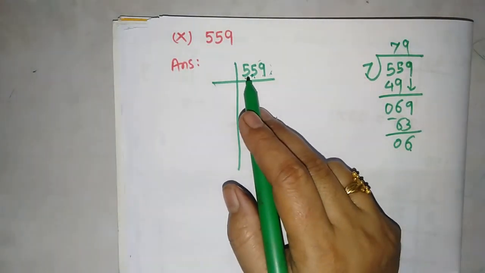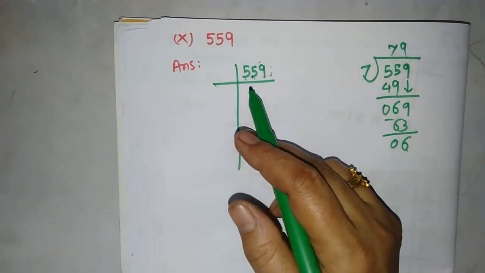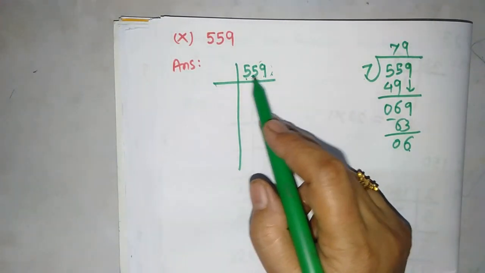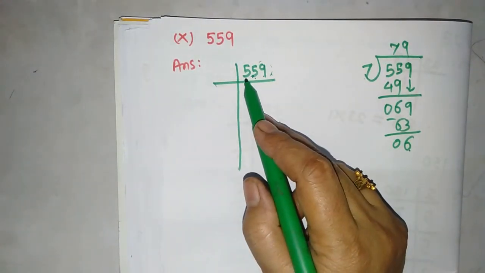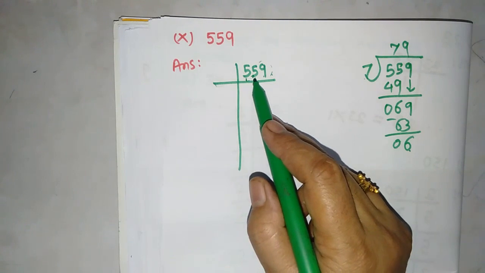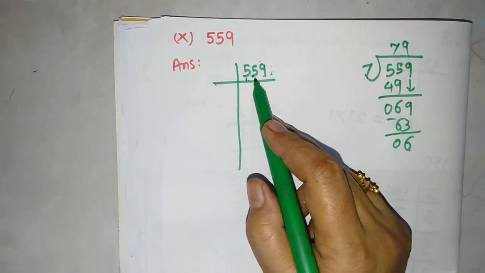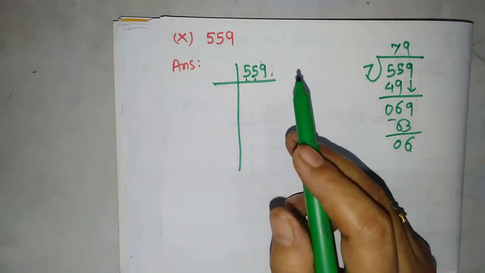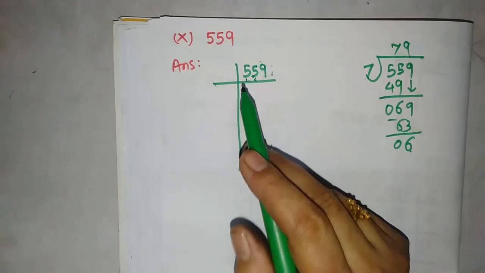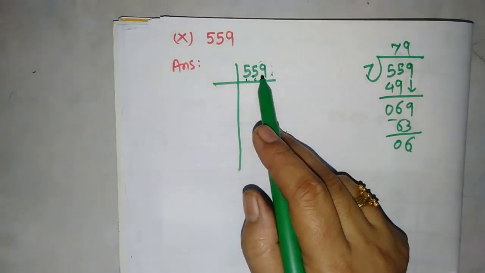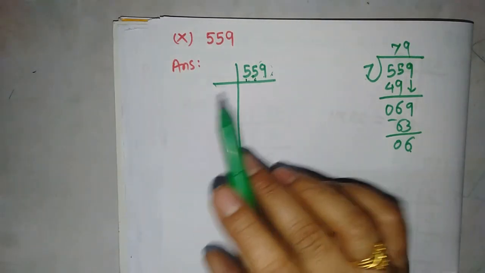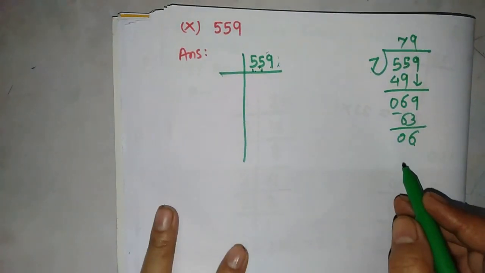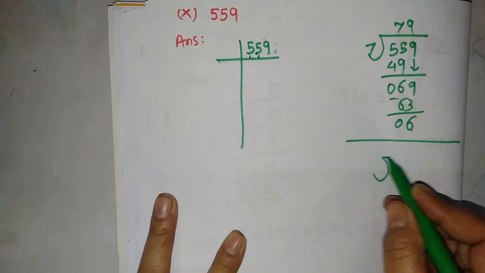Okay, now check whether it is divisible by 11. 9 plus 5 is 14, and 14 minus 5 is 9. So 9 is not divisible by 11. So 559 is not divisible by 11. So check whether it is divisible by 13.